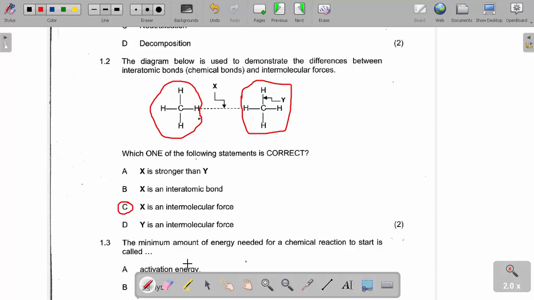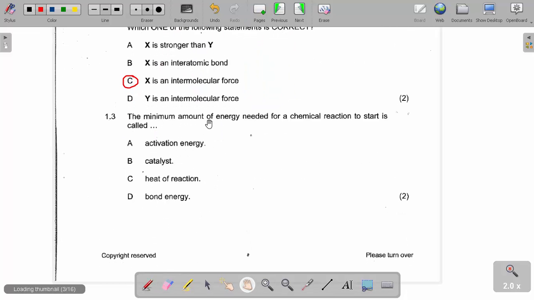Next, they say here that the minimum amount of energy needed for a chemical reaction to start is called activation energy, catalyst, heat of reaction, bond energy. Now look at the important thing here. They're saying that the minimum amount of energy needed to start a chemical reaction, we know it is called what? Activation energy. It's called activation energy.